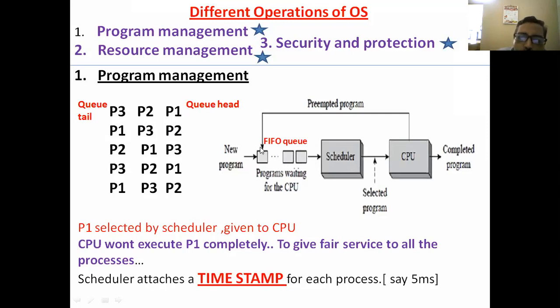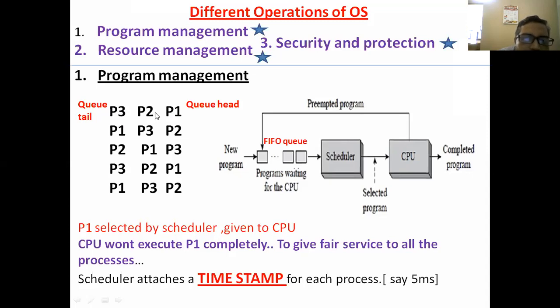So why does this happen? Because the CPU needs to give fair service to all the programs. Hence, for each and every program, the OS will attach a particular timestamp, and only for that amount of time will the programs be executed. For example, like in the last period, let's say we take the timestamp as 5 milliseconds. Then P1 is executed only for 5 milliseconds, and after that P1 will be preempted and placed at the tail end of the queue.